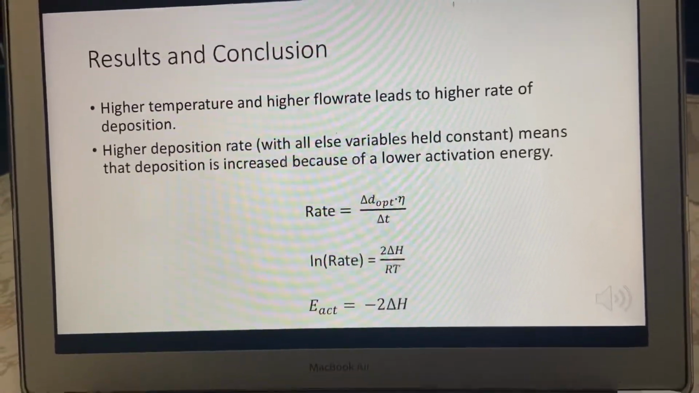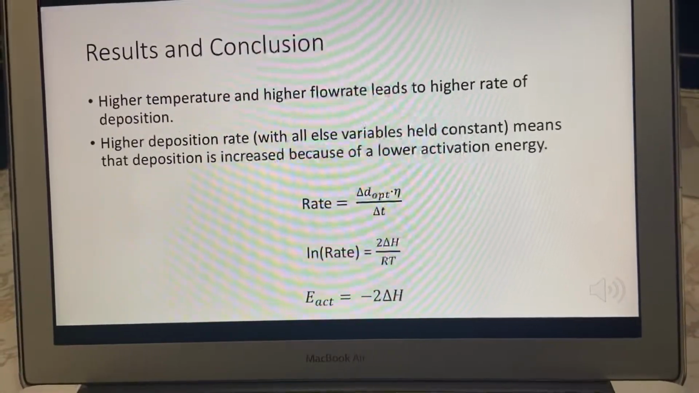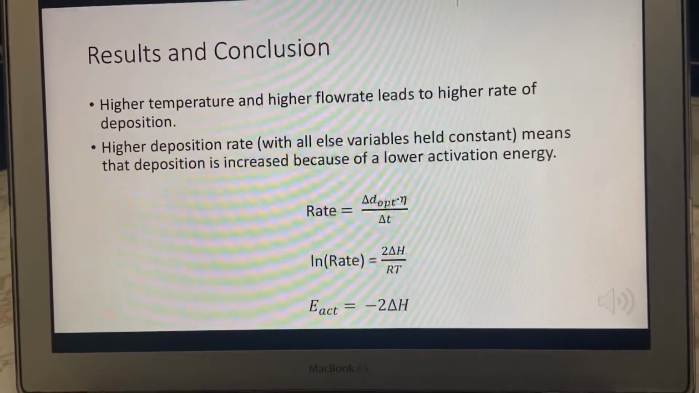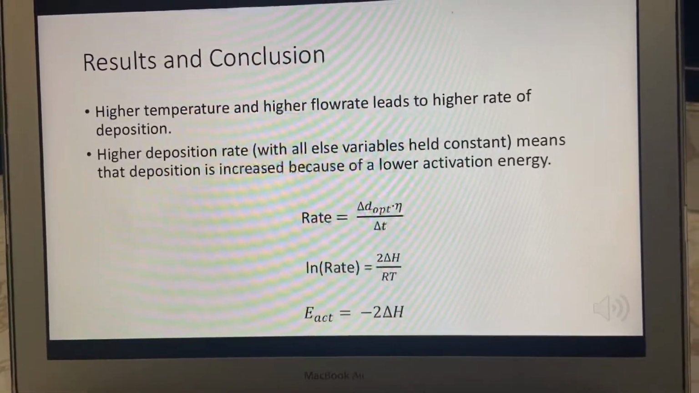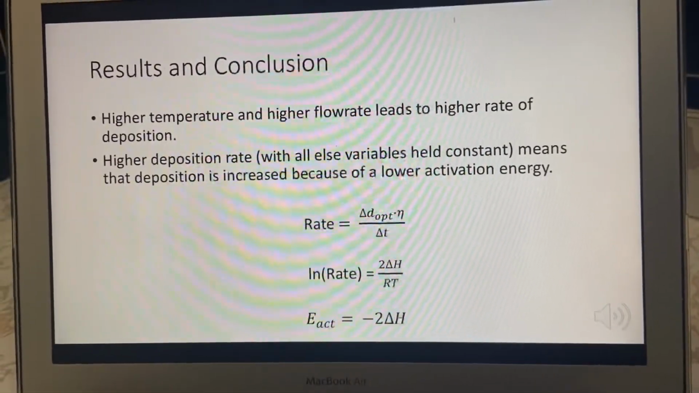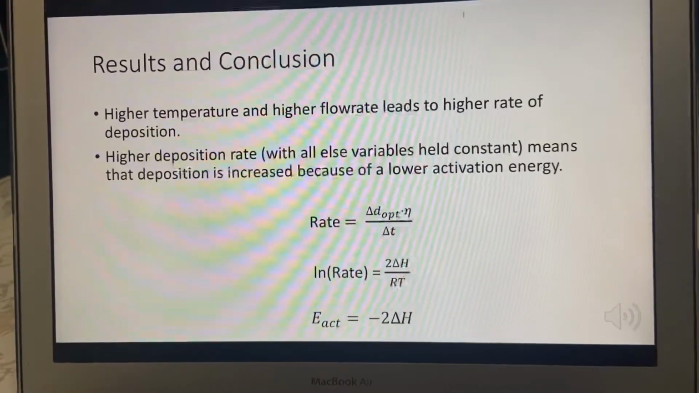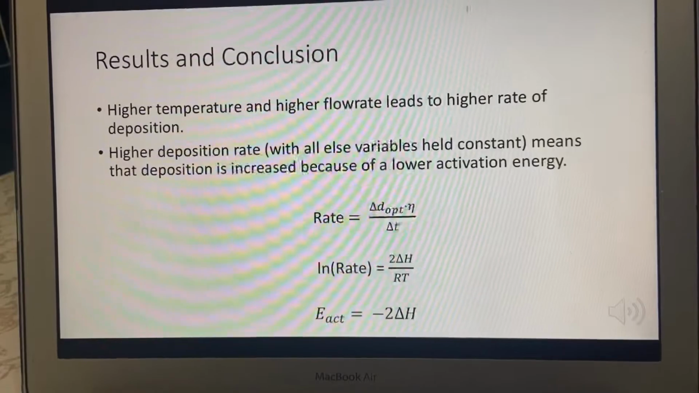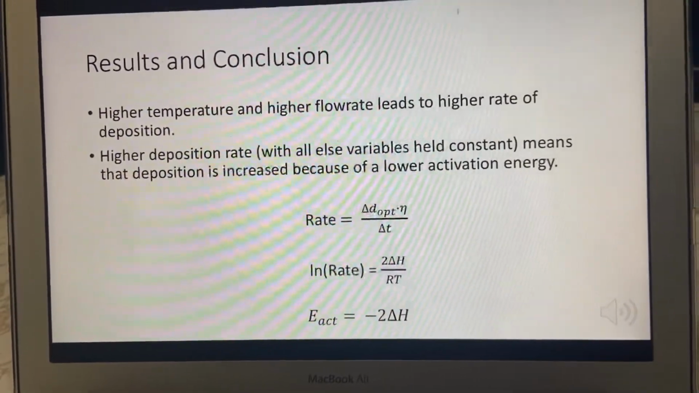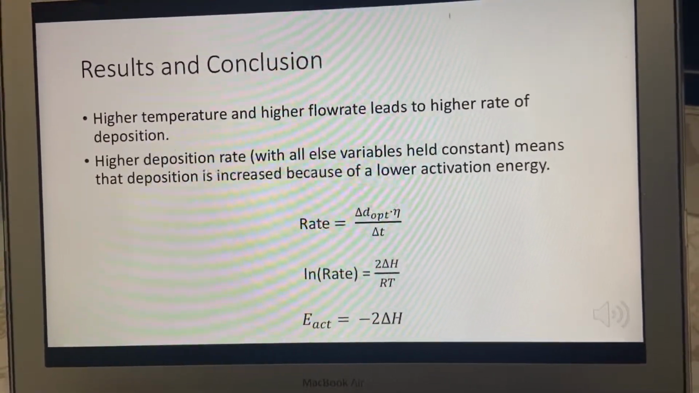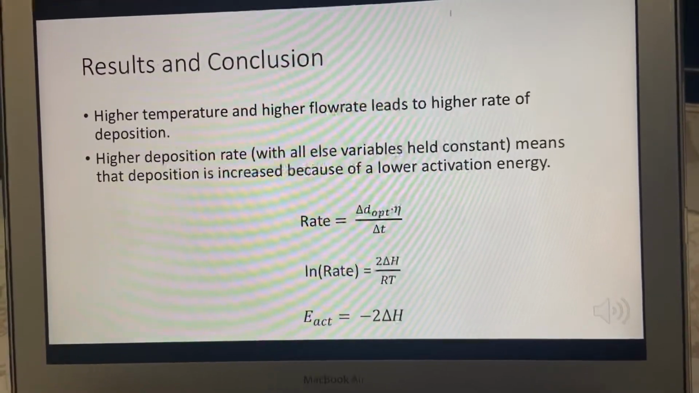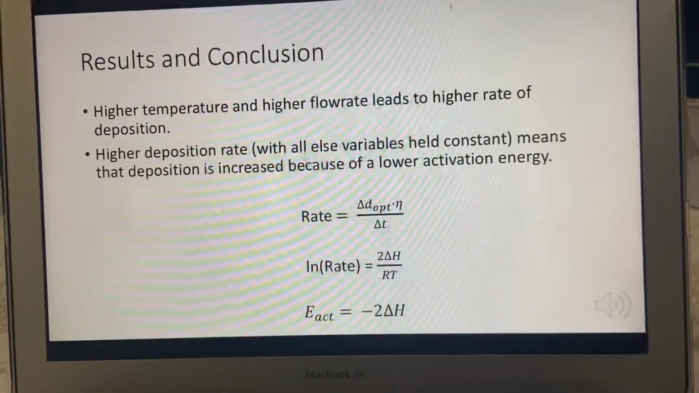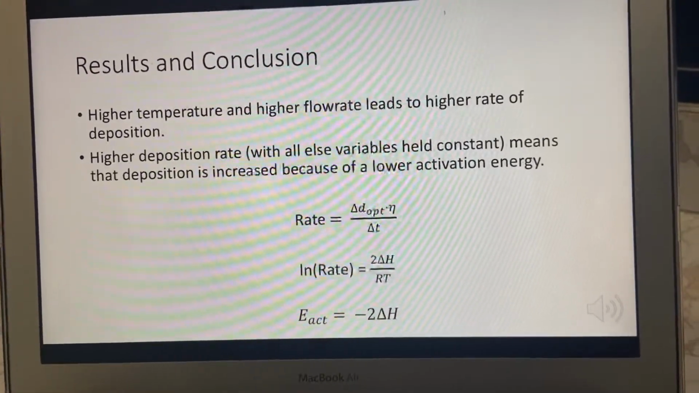of deposition. And then looking at the three equations printed below, we can see that a higher deposition rate, with all other variables held constant, means that the deposition was increased because of a decrease in activation energy, or rather a temperature increase, giving enough energy to get across that activation energy.